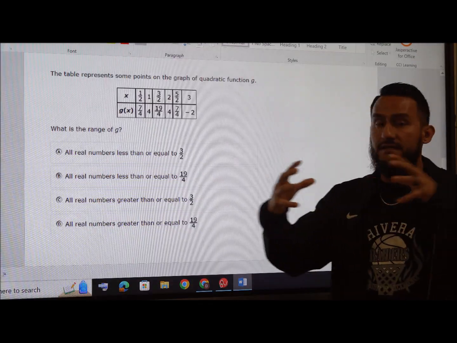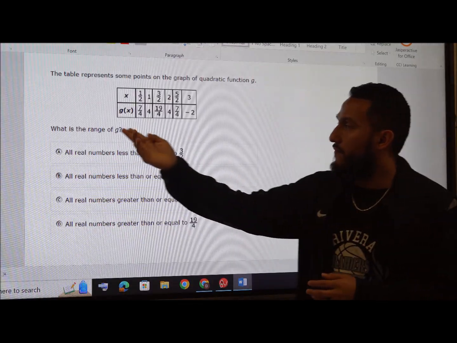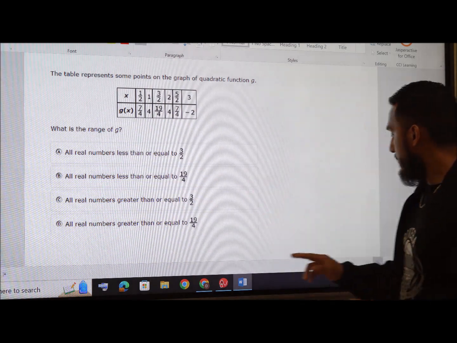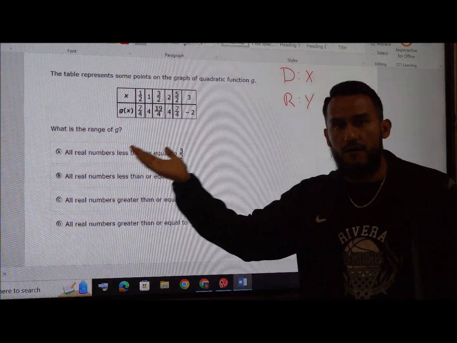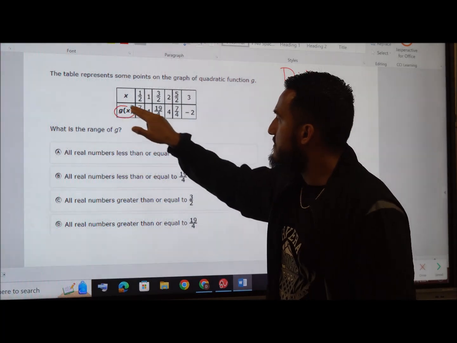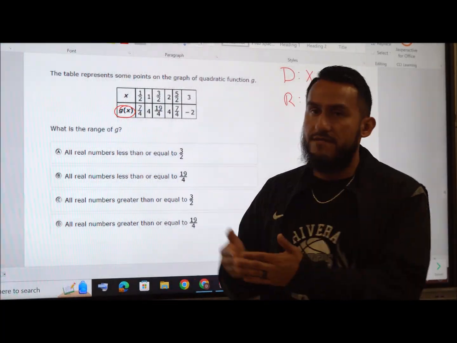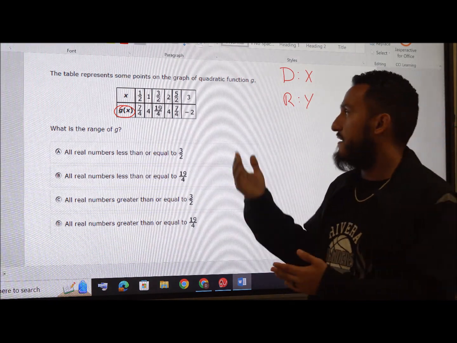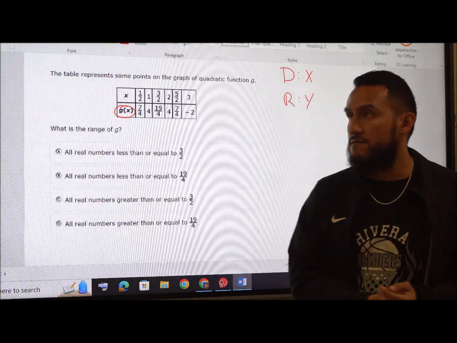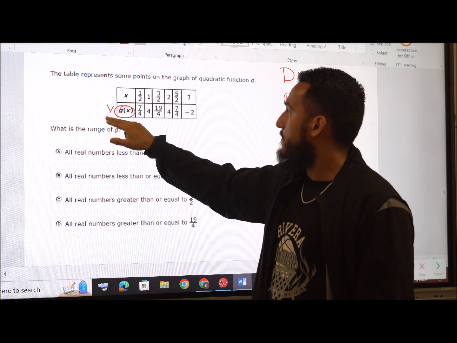In this example, you see a table, and they're asking you for the range. If you remember about domain and range, here you don't see the letter y, but remember, this is the name of the function. So g of x is the same as f of x, the function of x, and the function of x is the same as the y values. So this is the same as y.